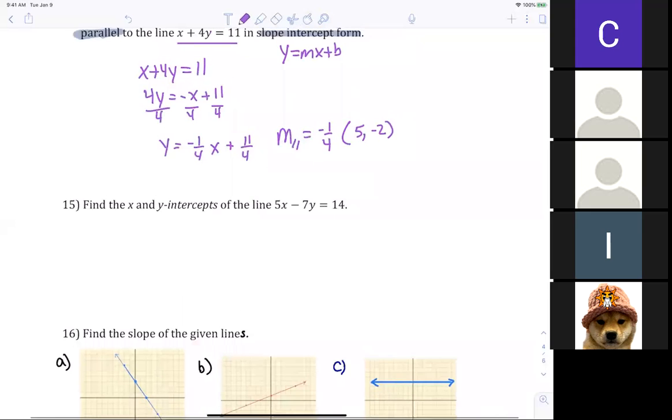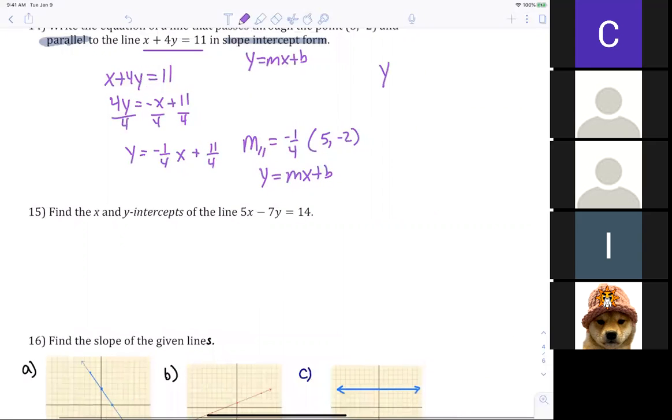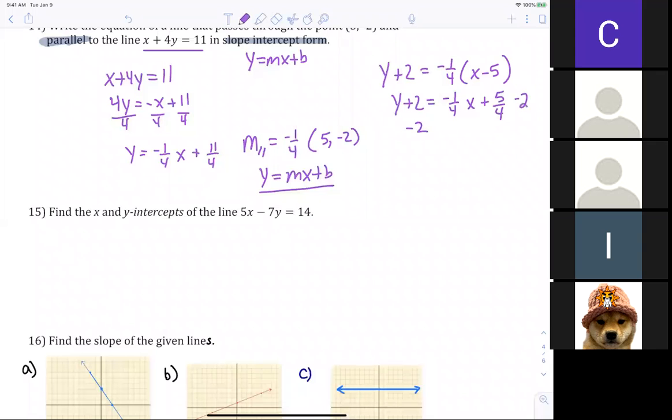All right, now let's do y equals mx plus b. That's what we're going for. But of course, point slope: y plus 2 equals negative 1/4 times x minus 5. Now I don't have to worry about the fraction because the slope-intercept can have a fraction. So we're just going to distribute the negative 1/4. Negative 1/4 x plus 5/4. And now we subtract 2. So y equals negative 1/4 x. Remember, negative 2 is the same as negative 8/4. And then that's your answer. Anybody have any issues?